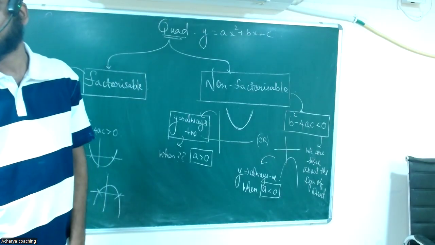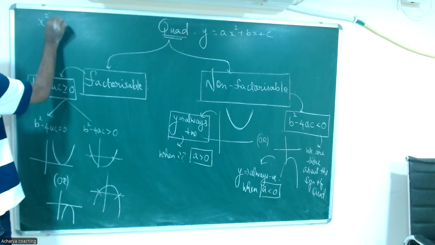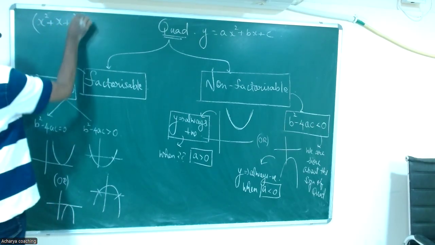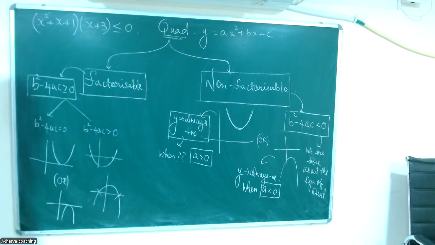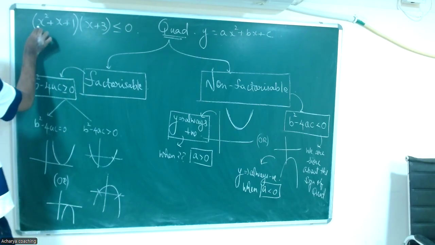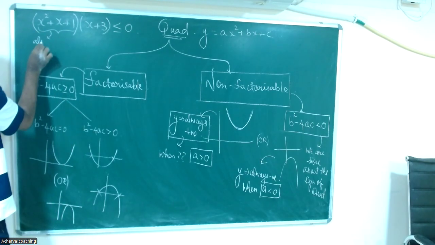Clear? Why am I telling this part? Because in a question you can have x square plus x plus 1 into x plus 3 lesser than or equal to 0. This quadratic you cannot factorize. Calculate the b square minus 4ac value. B square, 1 square, minus 4, minus 4. So it is minus 3. So it is less than 0 or not? We are sure about the sign. Coefficient of x square is positive. This quadratic is always positive.